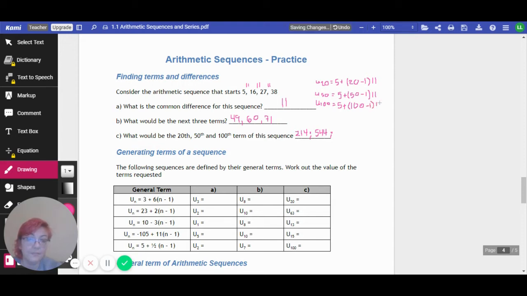times 11. And I don't know if I mentioned this to y'all, but you do not have to print this out in any way, shape, or form. You can absolutely just write your answers on a separate sheet of paper. All right, 5 plus 100 minus 1 times 11 is going to be 1,094. And there you have the 20th, 50th, and 100th term of this sequence. Let's move on.